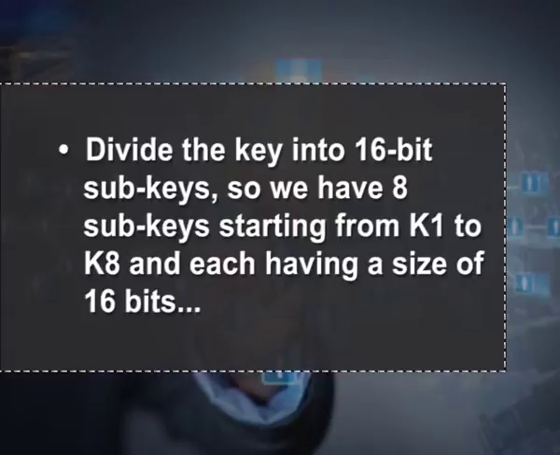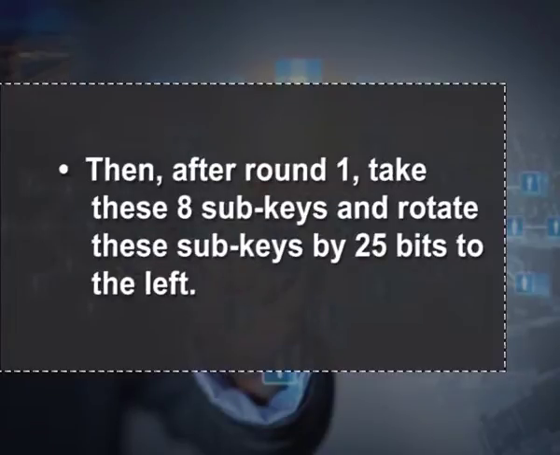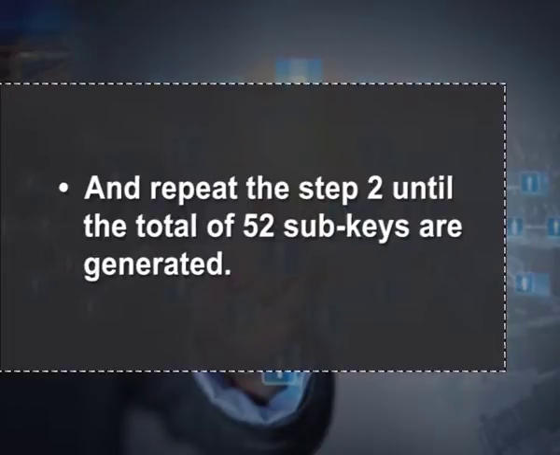Divide the key into 16-bit subkeys. So, we have 8 subkeys starting from K1 to K8, each having a size of 16 bits, and out of these 8 subkeys, 6 subkeys K1 to K6 go as input to round 1. Then after round 1, take these 8 subkeys and rotate them by 25 bits to the left. After rotation, we get 8 new subkeys and 6 of these new subkeys go as input to round 2, and repeat step 2 until a total of 52 subkeys are generated.